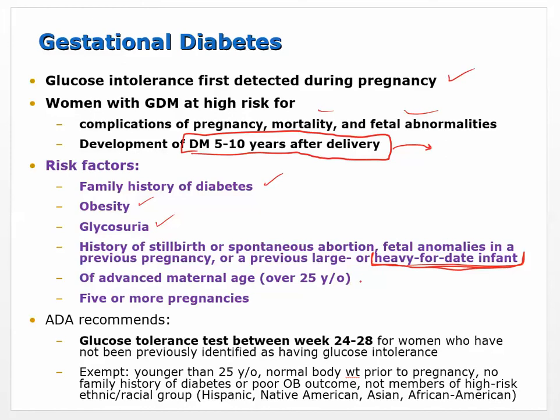Advanced maternal age, over 25 years. How's that? 26 years old, you're advanced age. Five or more pregnancies can also be a risk factor. So ADA, the American Diabetes Association, recommends a glucose tolerance test between week 24 and week 28 for those who have not previously been identified as having glucose intolerance.